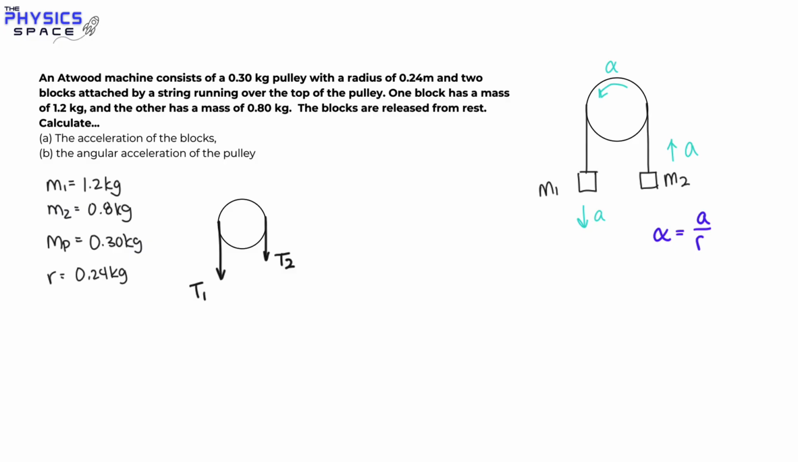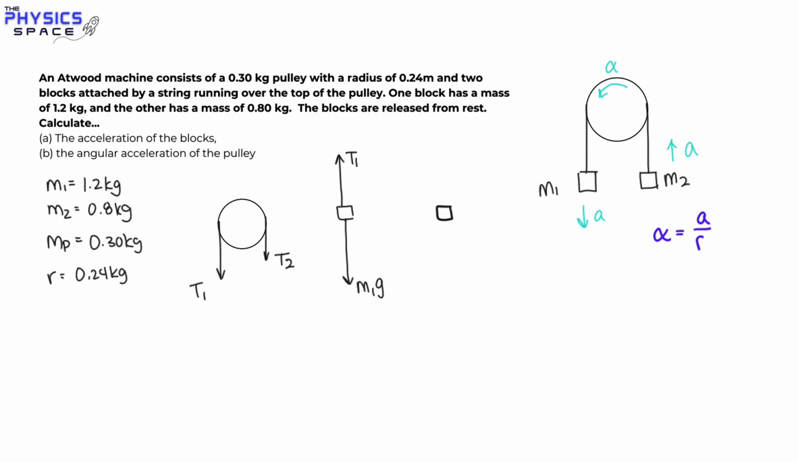For mass 1, now mass 1 is accelerating downward. It has a gravitational force acting on it equal to m1 times g. And in the other direction, it has this force T1. Okay, so T1 here and T1 here, those are the same. They're the same tension force, just coming from the left side of the string. But that gravitational force is larger than the tension force because M1 is accelerating downward.